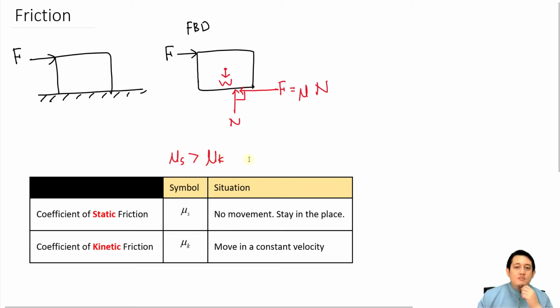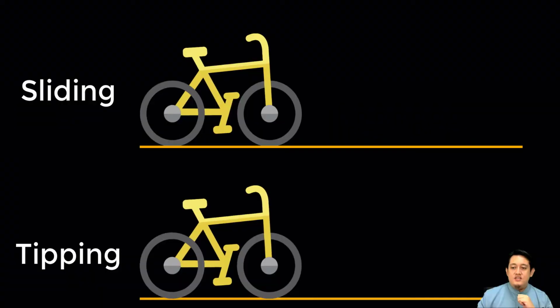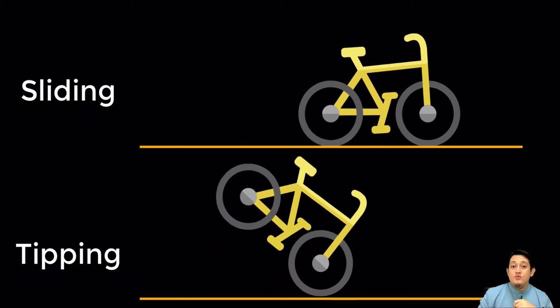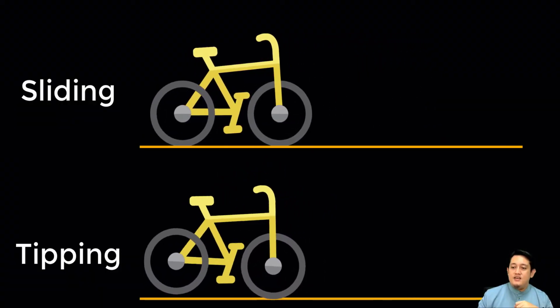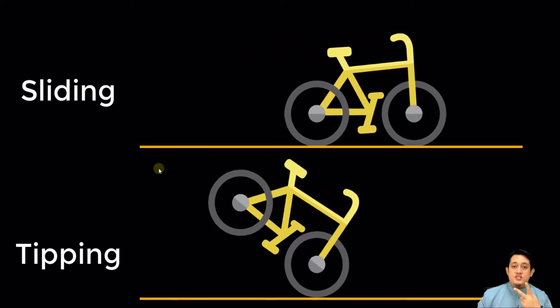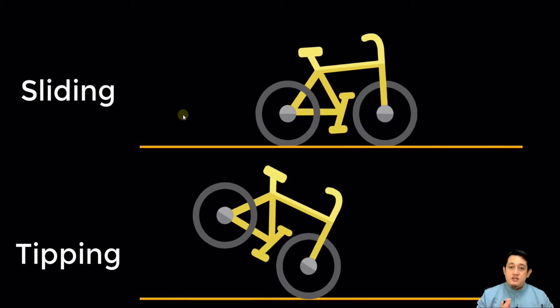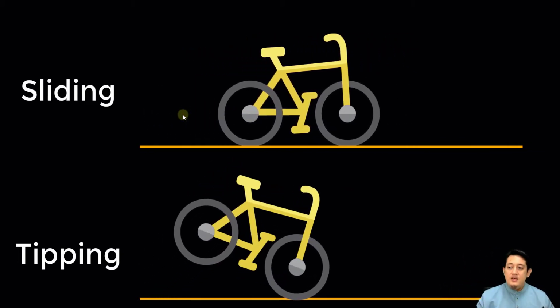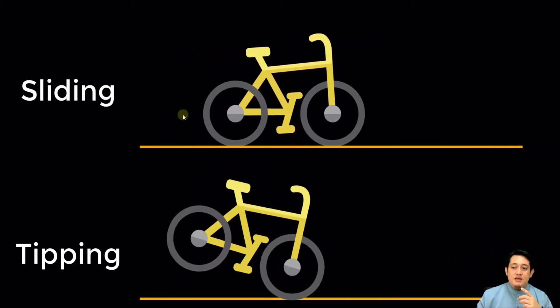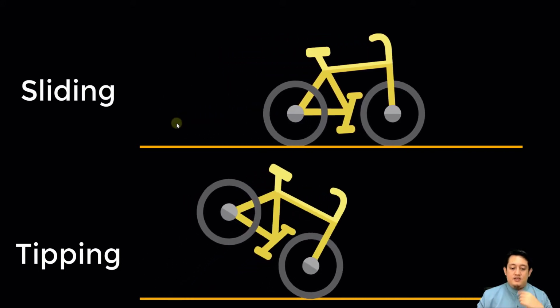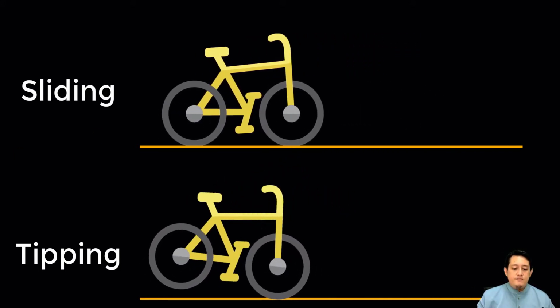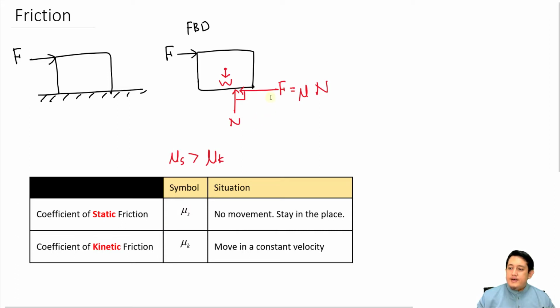Okay, when I say move, actually there are two types of movement. What are those? Sliding and also tipping. So it can be two situations. Sliding means sliding, and tipping is tipping. When we apply a force, it can be sliding or tipping. So what is the difference on the free body diagram of sliding and tipping?